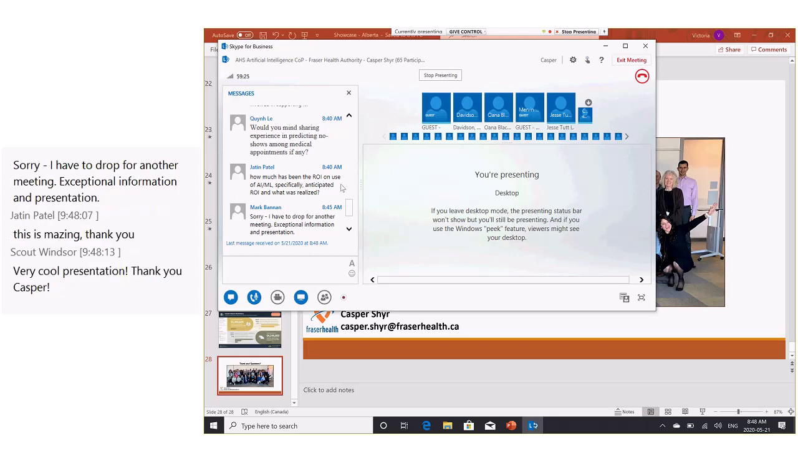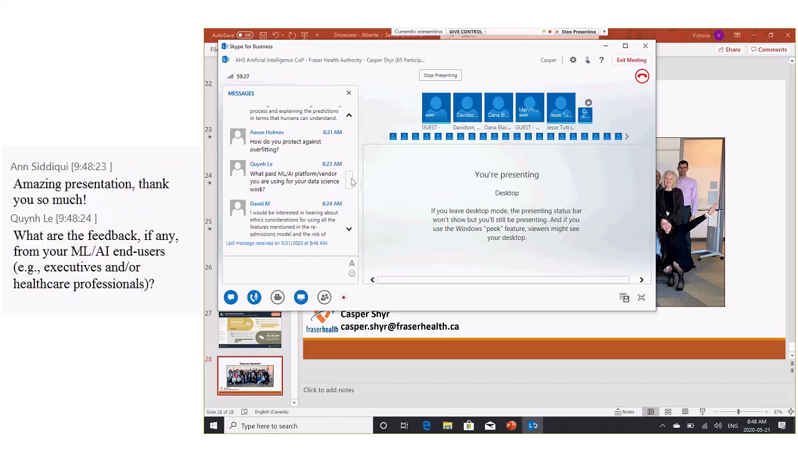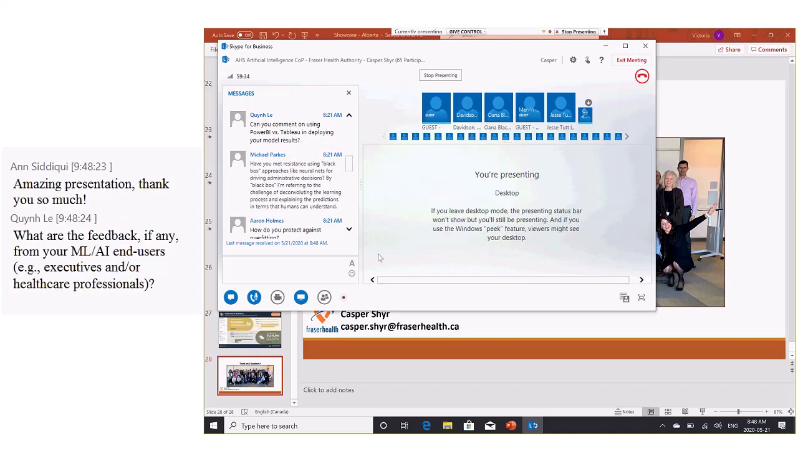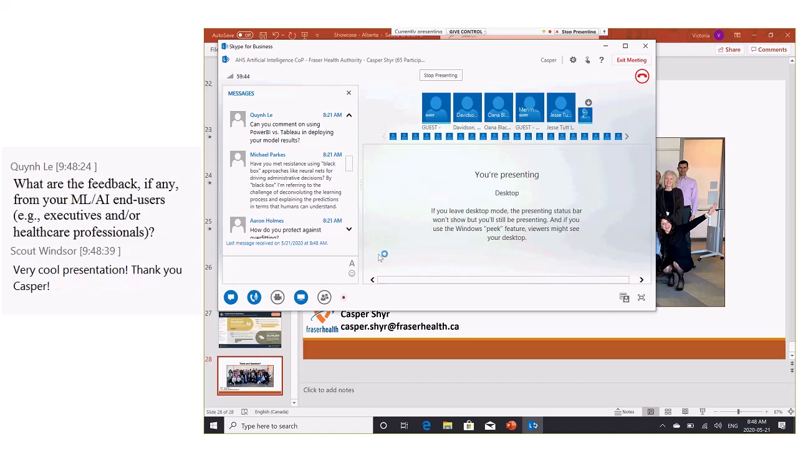Can you comment on using Power BI rather than Tableau in deploying your model results? Yeah. So at Fraser Health, we made the decision to go with Power BI mostly because of licensing cost. Power BI is already part of a licensing agreement across the organization, so it was just an easier choice for us. In terms of which one is better, I think it's difficult for me to say because both tools are rapidly improving. Historically Tableau probably was better, but I know Power BI, especially the cloud version, has undergone a tremendous pace in their development as well.